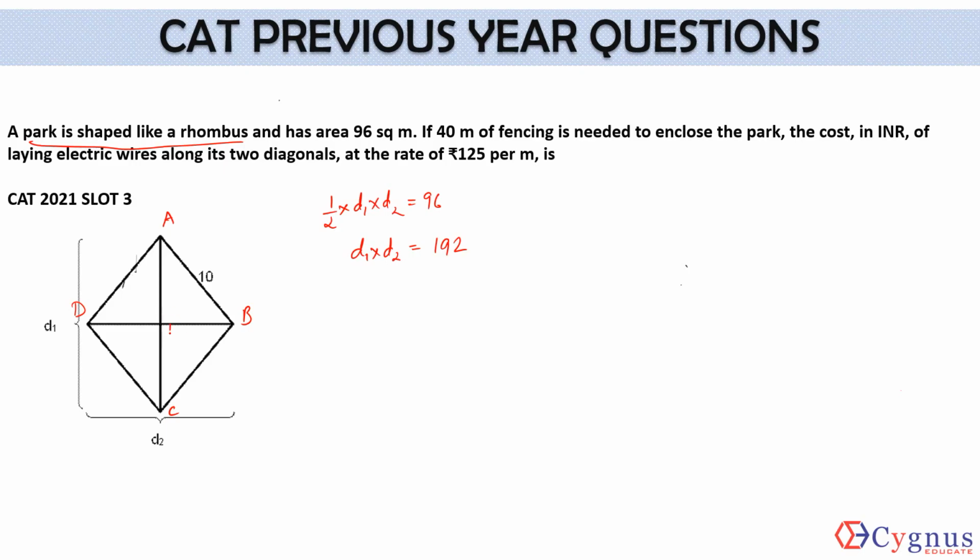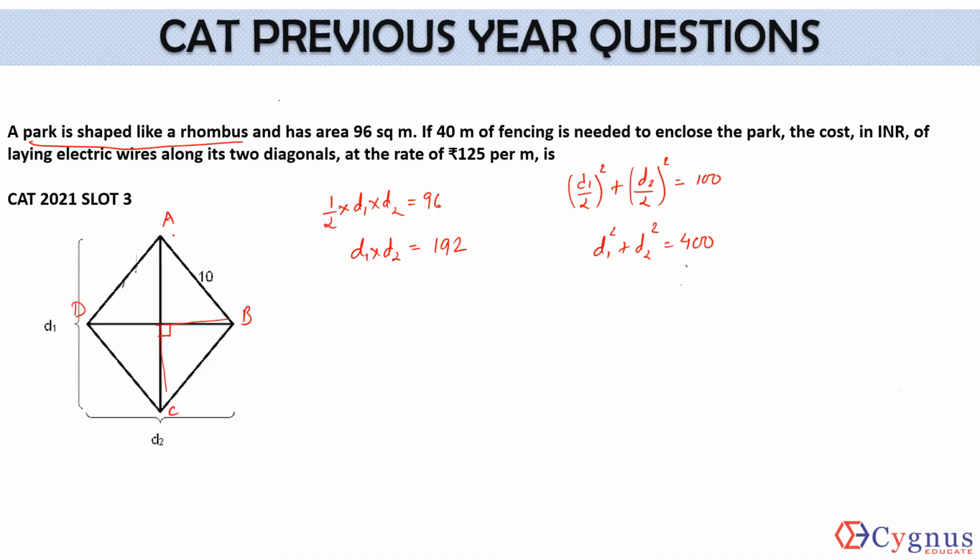I also know that the diagonals of a rhombus bisect each other at 90 degrees. This is half of D2. This is half of D1. Let's say (D1 by 2) whole square plus (D2 by 2) whole square must be equal to how much? 100. So D1 square plus D2 square, the denominator will have 4 each here. When you multiply it, it becomes 400. So D1 square plus D2 square equal to 400, and D1 into D2 is 192. So we know the value of D1 square plus D2 square is 400 and D1 into D2 is 192.